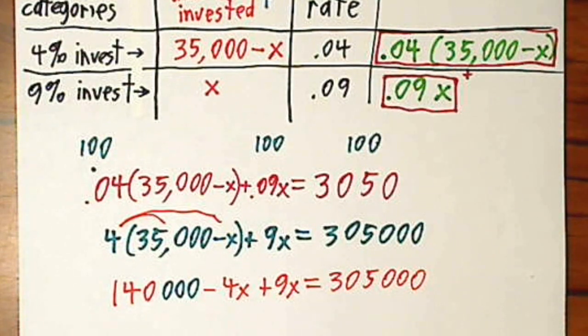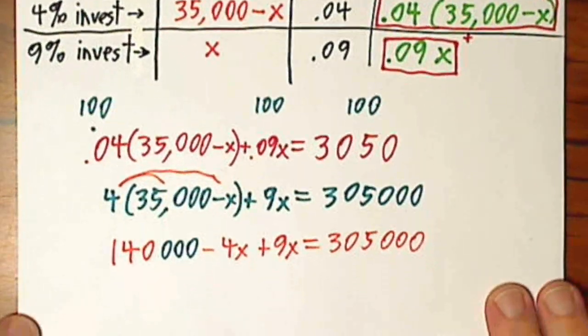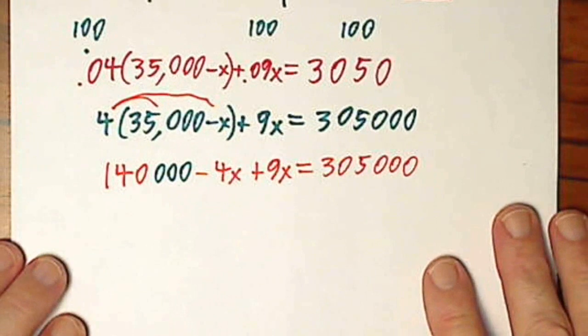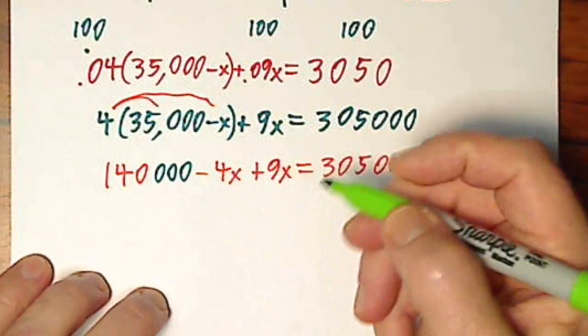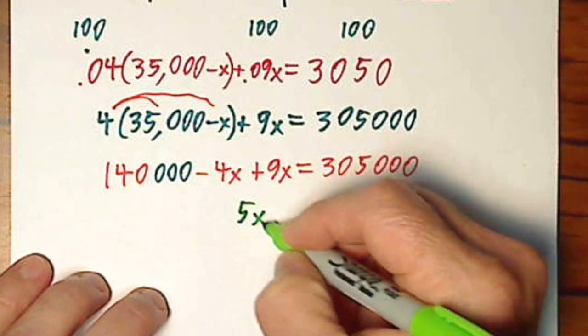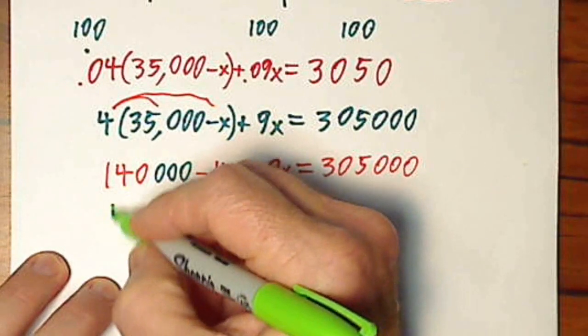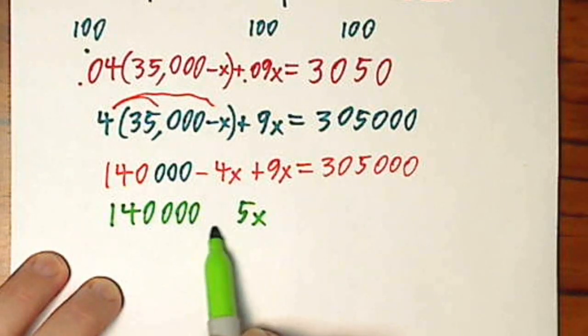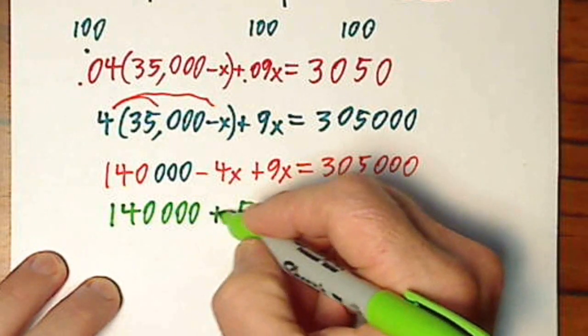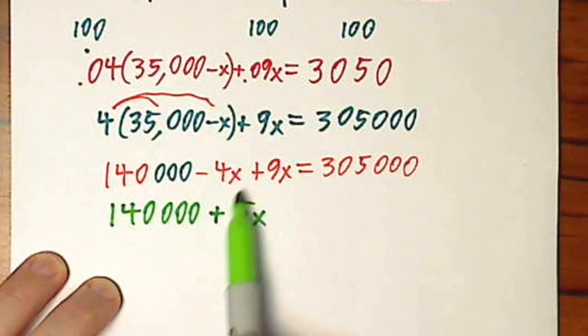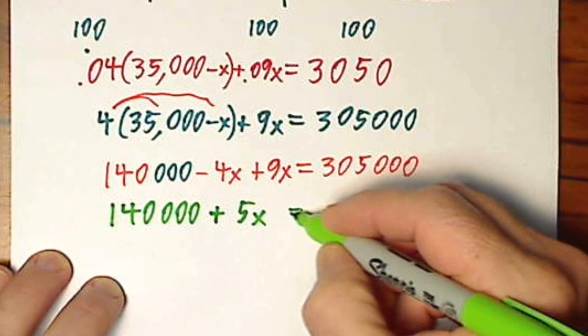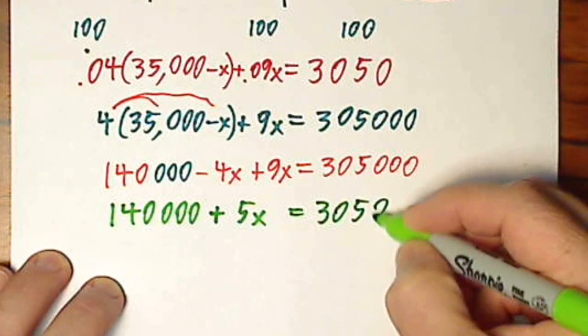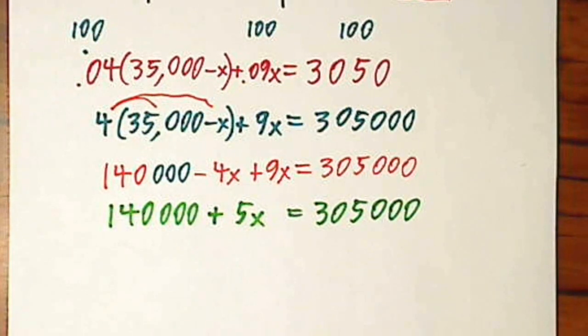Let's see, we can combine like terms. Slide everything up a little bit here. So negative 4x, positive 9x, this leaves us with 5x. And I need a sign here, that's a positive 5x. Okay, because it was addition or subtraction, so I need to preserve that operation. And finally, let's get rid of that 140,000.